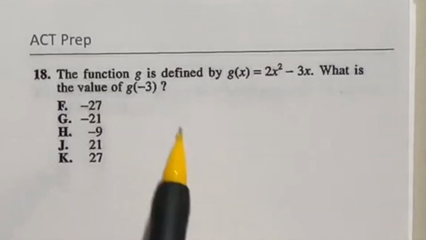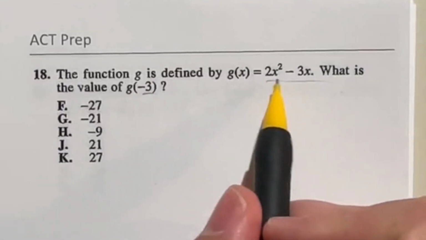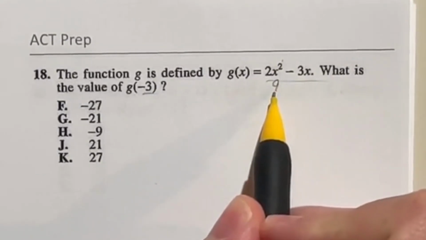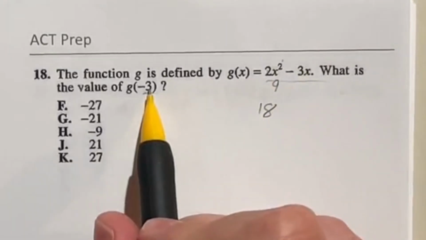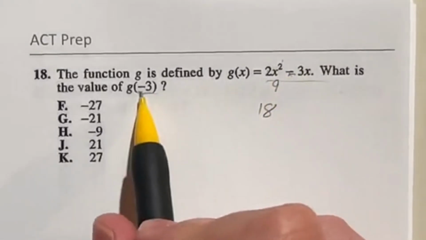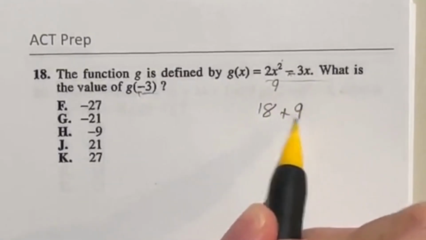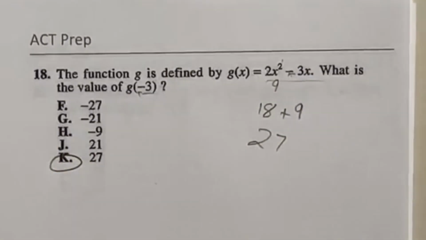Another plug and chug question here. It says we're plugging negative 3 into this equation up here for x. So first off, negative 3 squared is going to give us a positive 9. Negative times negative times that 2 is 18. Then we have minus 3 times the negative 3. With a negative and the negative here are going to multiply together to give us positive. 3 times 3 is going to be 9. So we have 18 plus 9, which is 27. So our answer here is K.